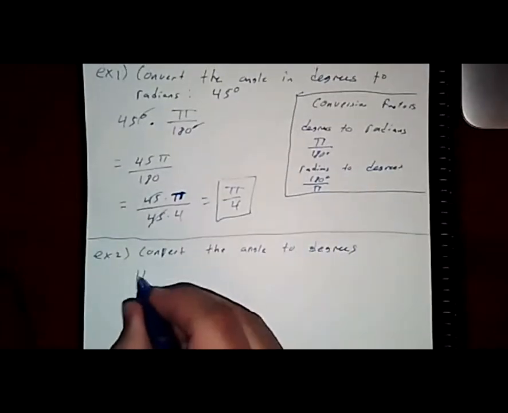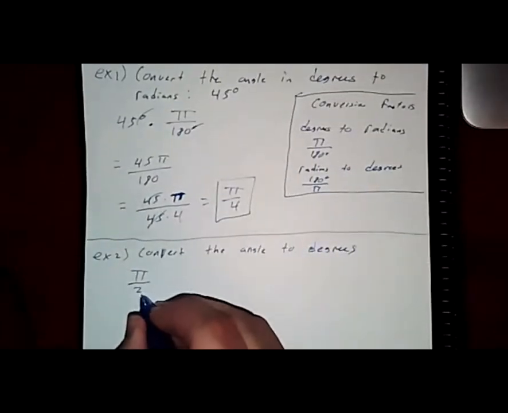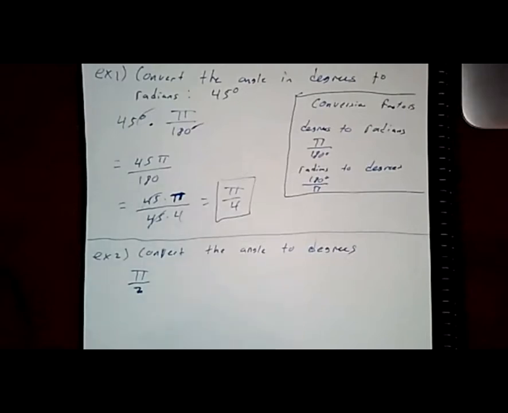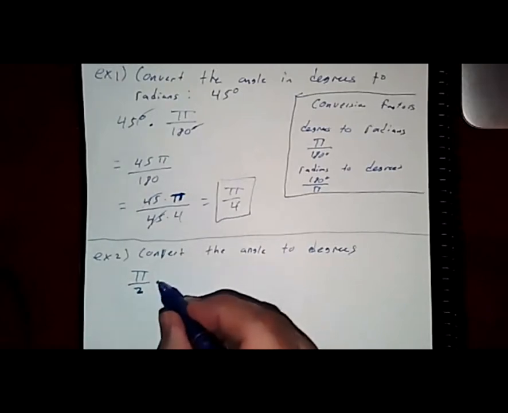So pi over 2. We know the answer is 90 degrees. That's not the point. The point is to convert it, because sometimes these will be ugly numbers or they won't be on the circle. They're not always on the circle. So you have to know how to convert it, and you've got to show your work.